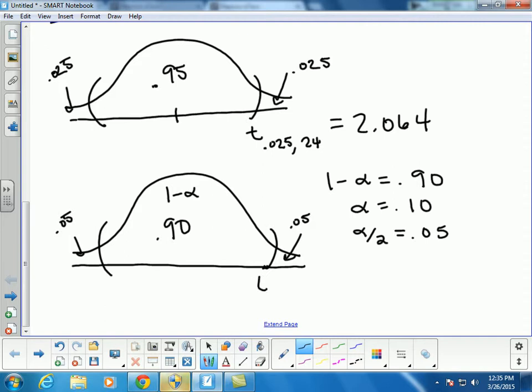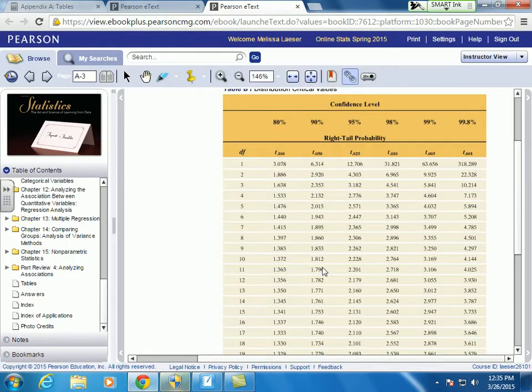Therefore, what I'm looking for is t 0.05, and let's just say in this example, n is 18. Therefore, my degrees of freedom will be 17. And that value, if I go and look at a table, is I want 0.05 with 17 degrees of freedom. So I'm here at 0.05 with 17 degrees of freedom.